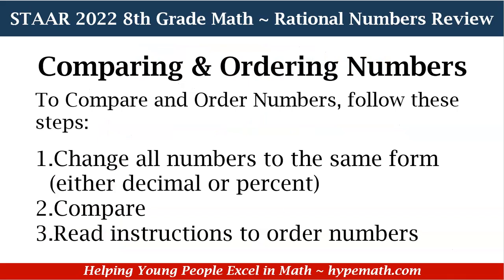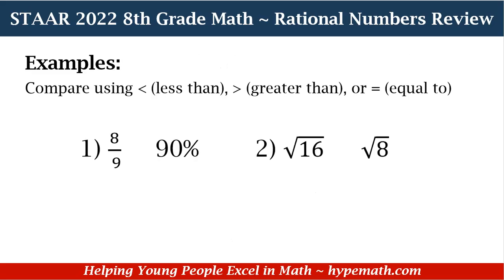Let's review again comparing and ordering numbers. To compare and order numbers, follow these steps. 1. Change all numbers to the same form, either decimal or percent. Compare them, and also if you're ordering numbers, read the instructions to order the numbers. So let's look at some examples of comparing numbers. For 1, we have 8/9 and also 90%. And number 2, we have the square root of 16 and the square root of 8.